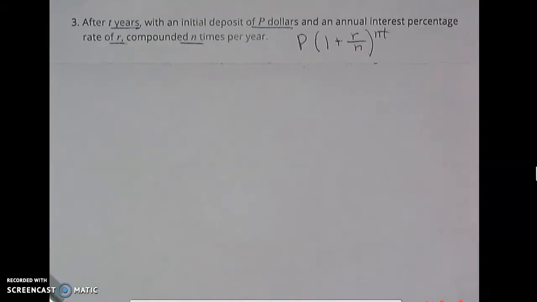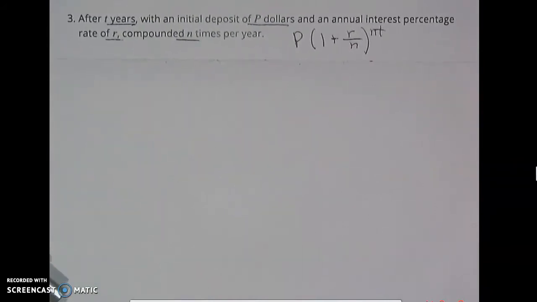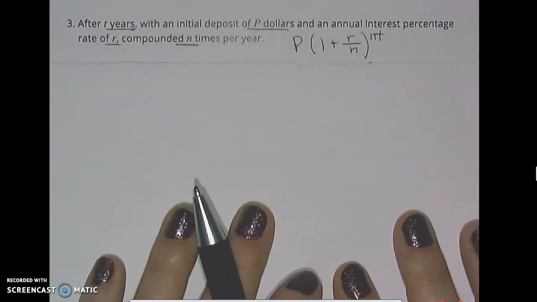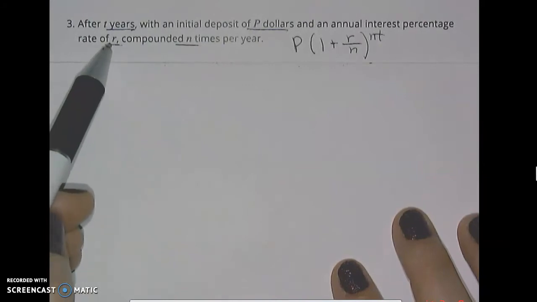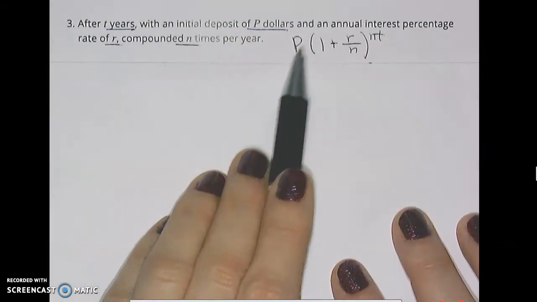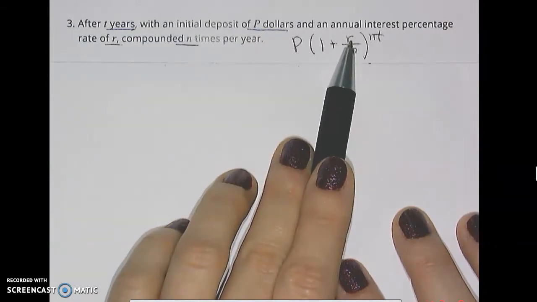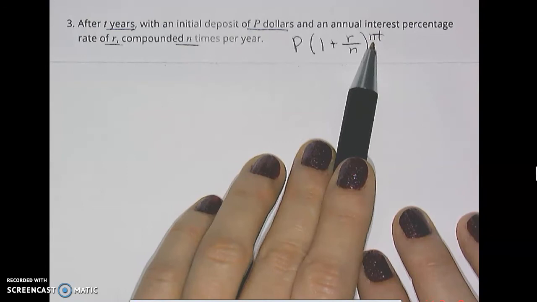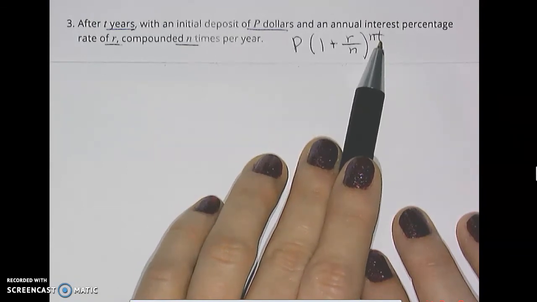So we're going to look at one more here with that. What happens if we don't even know what the initial investment is? So after T years, we have an initial investment of P dollars and an annual interest rate of R compounded n times. So we don't know anything about this. We're just saying in general. We would take our initial amount, multiply it by 1 plus the annual percentage rate divided by the number of times you're compounding the interest, to the number of times you're compounding interest times the number of years in this.